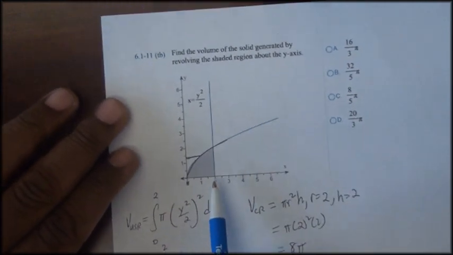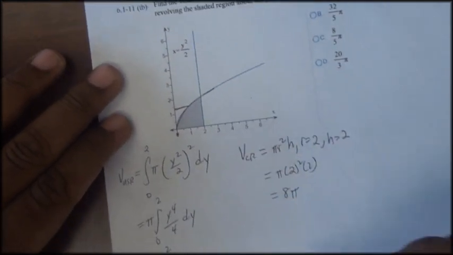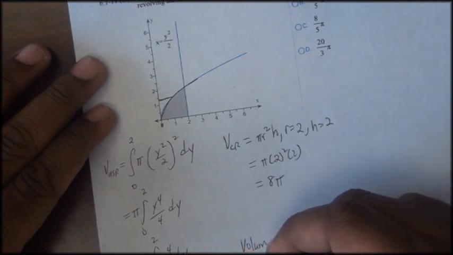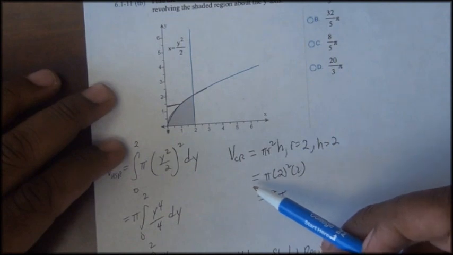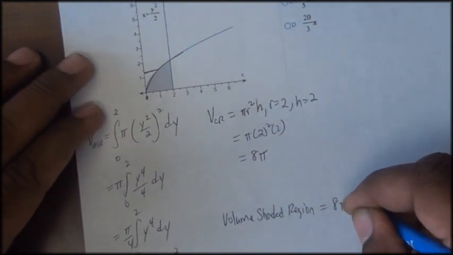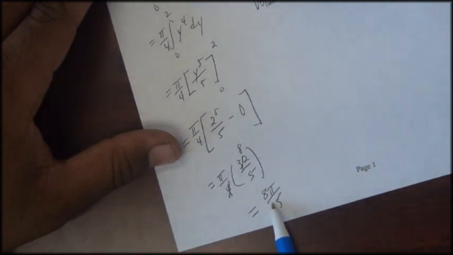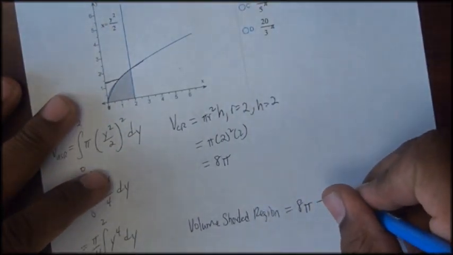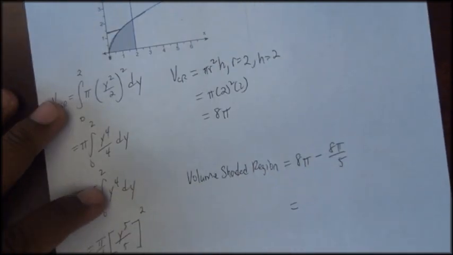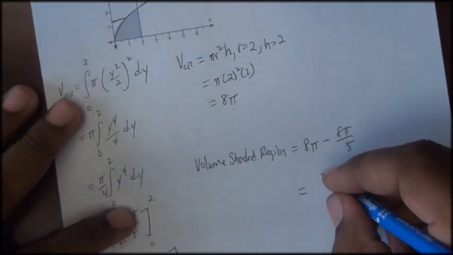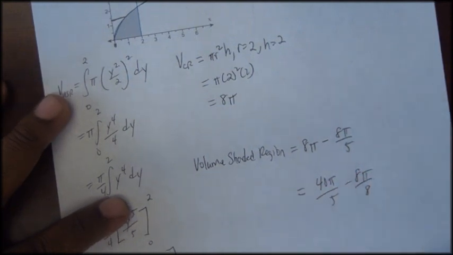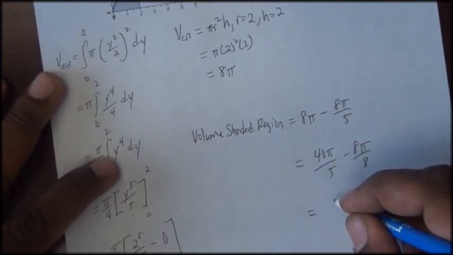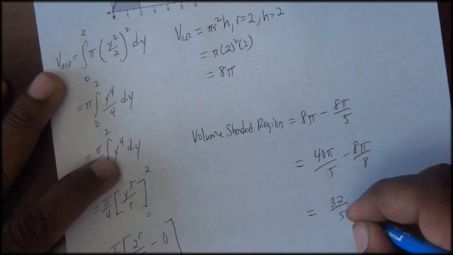Now, next we'll find the volume for the shaded region. So I'll simply subtract the volume from my circular region, which is 8 pi. And I have the volume for the unshaded region, which is 8 pi over 5. I'll simply make equivalent fractions. So 8 pi becomes 40 pi over 5 minus 8 pi over 5. So the volume of the shaded region is 32 over 5 pi.